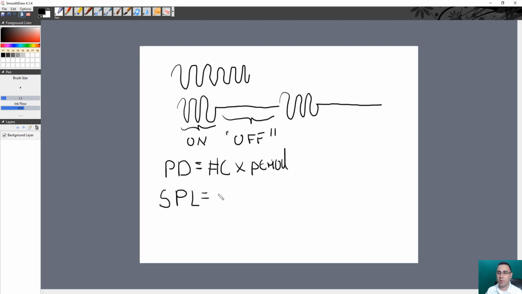For the SPL, you get the number of cycles times the wavelength. It makes sense. Length is distance. If we multiply how many cycles we have in this pulse times the length of the cycles, of course you're going to have your spatial pulse length. So those are the two acoustic parameters of the pulse wave that have to do only with the on time.